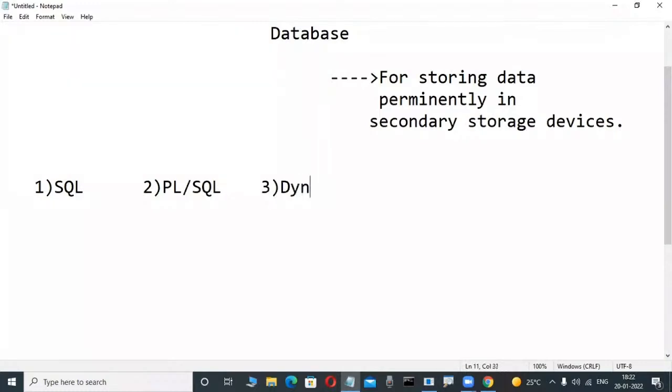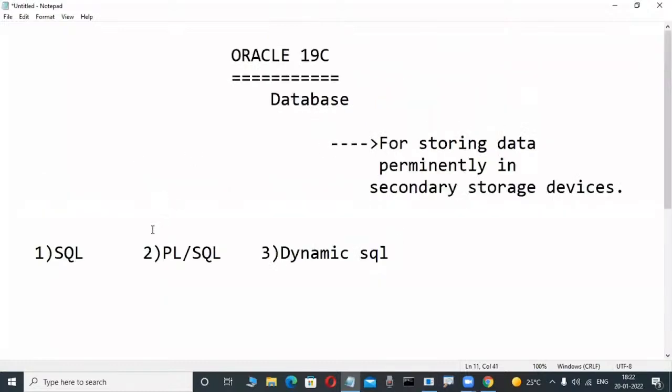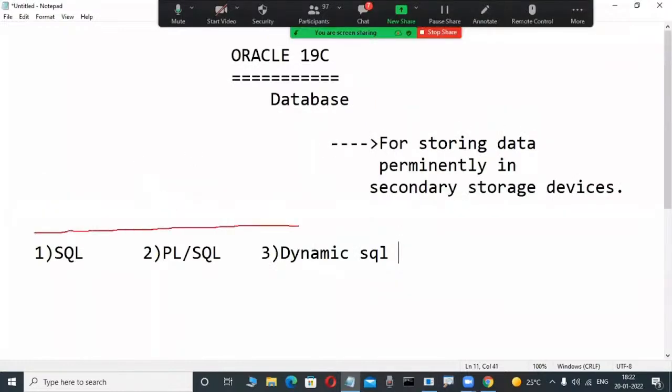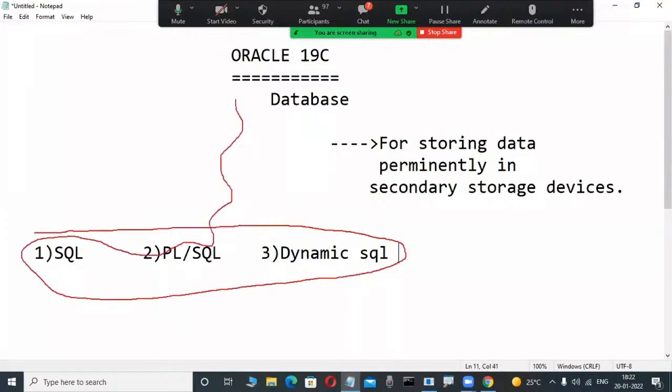Dynamic SQL is a language. It is a small one only, because we already have good knowledge of PLSQL, and it is just a little bit of extension. These three languages you have an idea about. Through these three languages we are operating this software only, Oracle software.